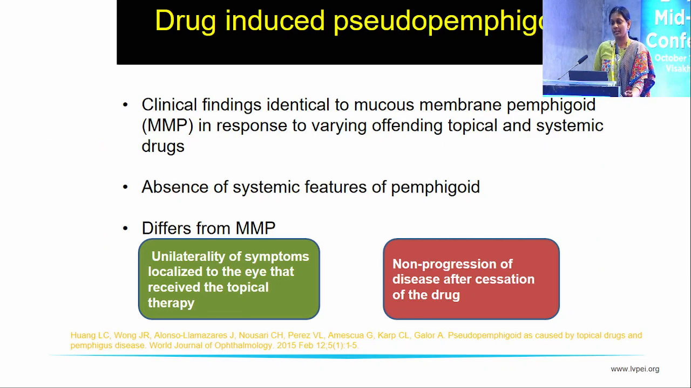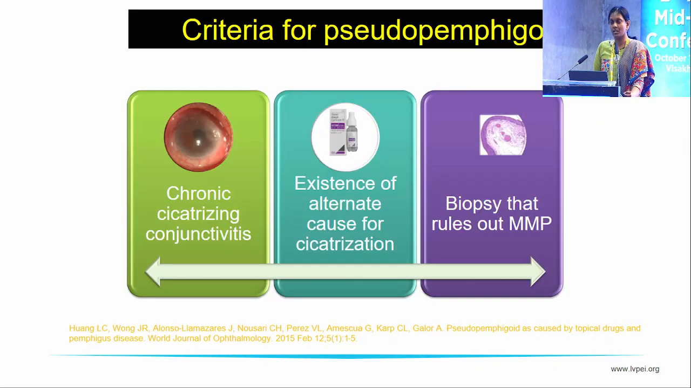So what is drug-induced pseudopemphigoid? It has clinical findings identical to mucous membrane pemphigoid, which occurs usually in response to various offending topical and systemic drugs. But in drug-induced pseudopemphigoid, there is absence of the systemic features which are present in MMP. It differs from MMP in that it is usually unilateral, the symptoms are localized to the eye in which the patient is using AGMs, and it is non-progressive in nature, whereas MMP is progressive in spite of cessation of the drugs. The criteria for pseudopemphigoid is chronic cicatricial conjunctivitis along with a history of absence of an alternate cause of cicatrization, and we need to rule out MMP by biopsy.